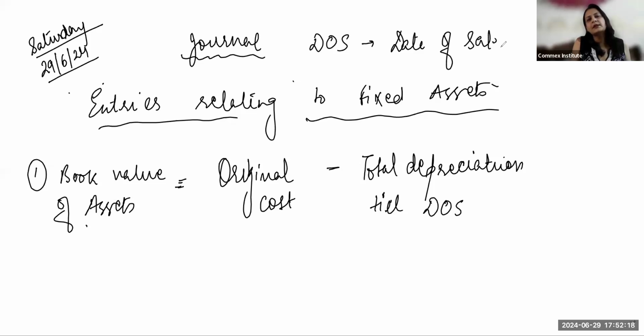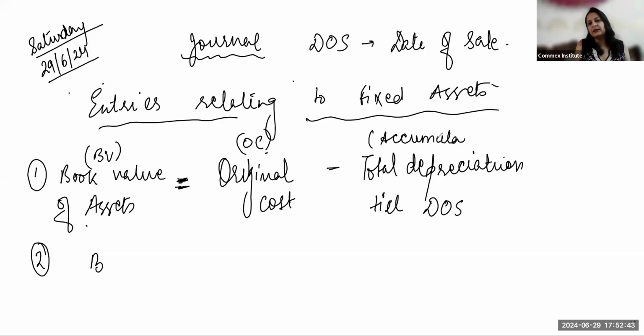Keep on writing, please, the formulas. So number one is book value of asset is equal to original cost minus depreciation till date of sale. Then in the second step, we have to compare the book value. Okay, this is book value, the short form, original cost. And this I can also call accumulated depreciation.